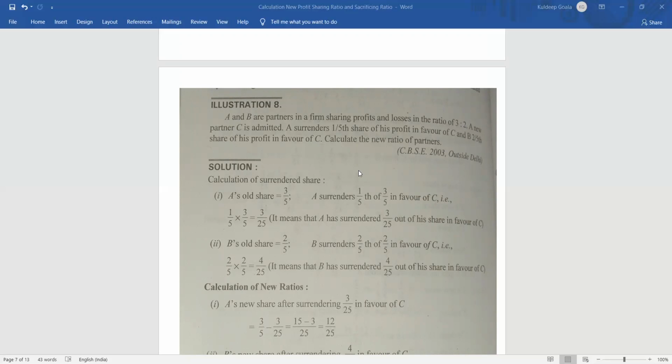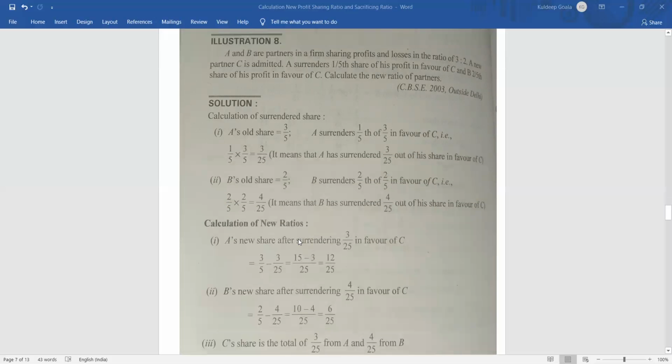So first let's find out the sacrifice. How much is A going to surrender? A's old share was 3 by 5, so he's going to give 1/5. So 1/5 of 3 by 5 is 3 by 25. So he's going to give 3 by 25 share. Clear? B's old ratio was 2 by 5. So how much is B going to give? 2 by 5 of 2 by 5, because you can see B is going to give 2 by 5. So 2 by 5 of 2 by 5 will be 4 by 25. Okay, 4 by 25. So A's sacrifice is 3 by 25, B's sacrifice is 4 by 25. So the sacrificing ratio is 3:4. Clear? 3:4. Right?